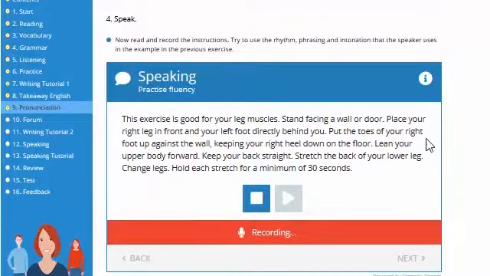This exercise is good for your leg muscles. Stand facing a wall or door. Place your right leg in front and your left foot directly behind you.